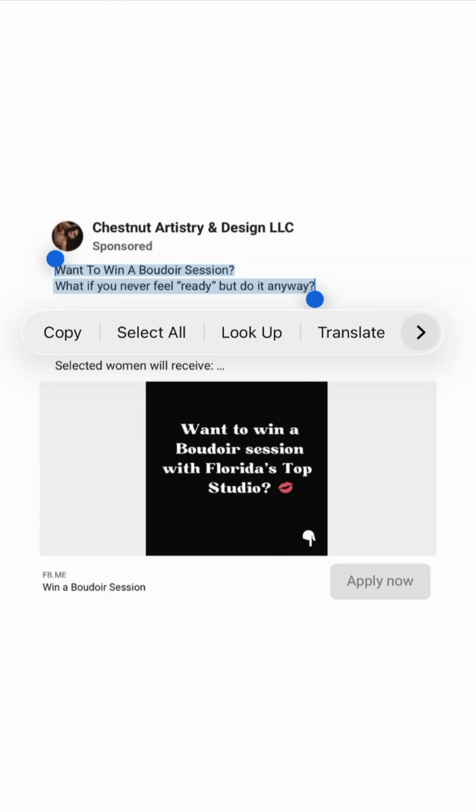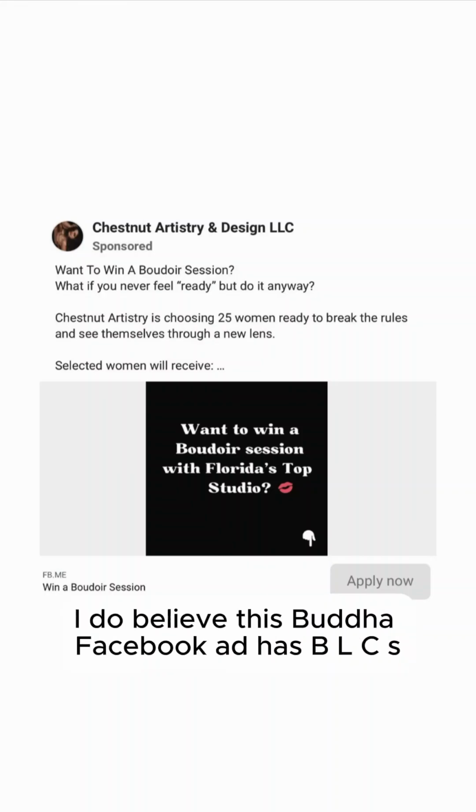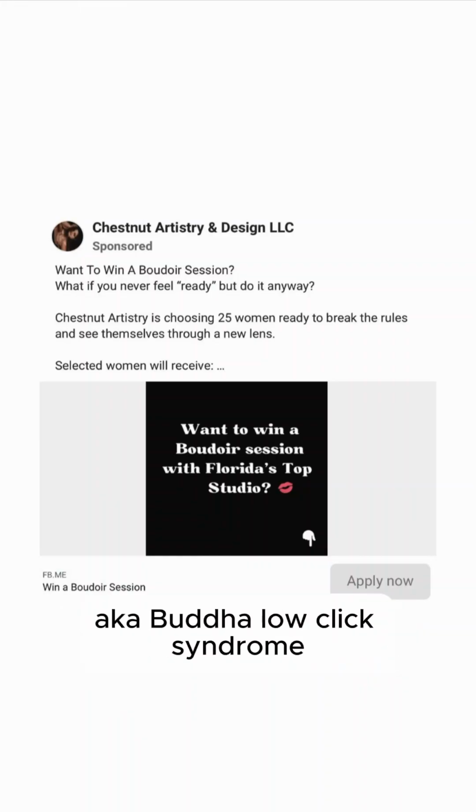So after looking at all this, my diagnosis is yes, I do believe this Boudoir Facebook ad has BLCS, aka Boudoir low click syndrome.